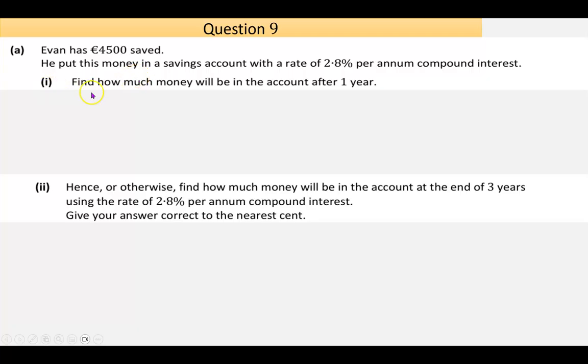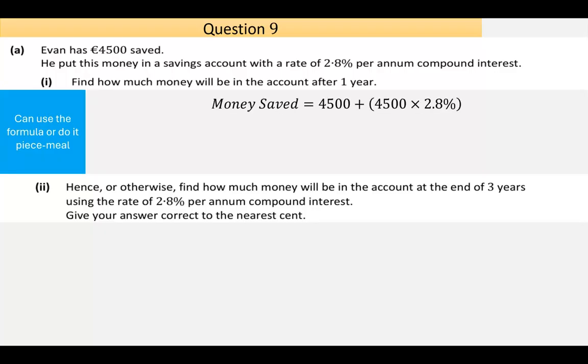Now, part one says, find how much money will be in the account after 1 year. Now, this is fairly straightforward in a way. You could use the formula, okay? I'm going to do it piecemeal here, but in the next question, we're going to use the formula so we get to practice both. Now, the first thing I do is put it into an equation. So the money saved is equal to the 4,500 you originally had plus 2.8% of 4,500.